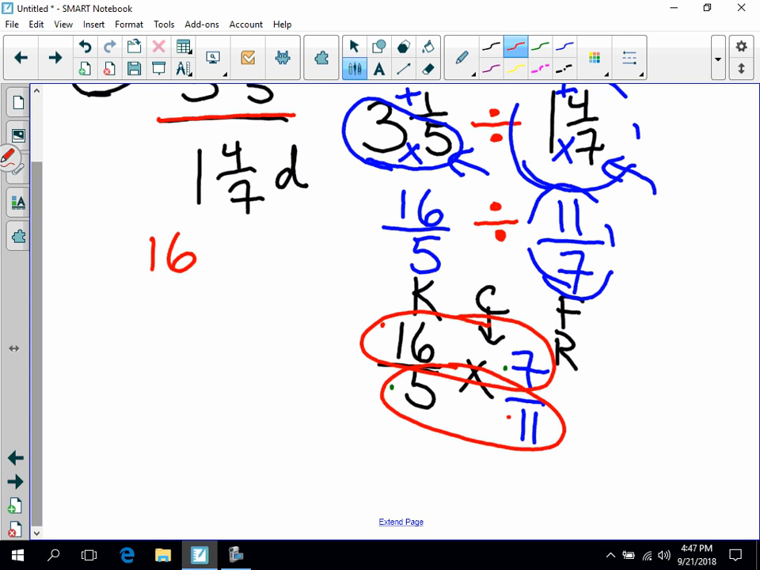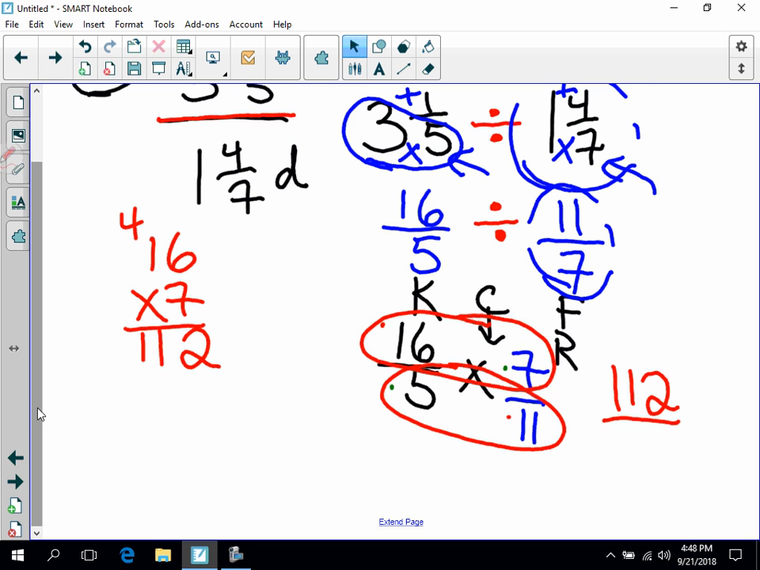We will start with 16 times 7. 6 times 7 is 42. I place a 2 there and put a 4 above the 1. 1 times 7 is 7, plus 4 is 11. In the numerator, we get 112. In the denominator, we multiply 5 times 11, and we get 55.